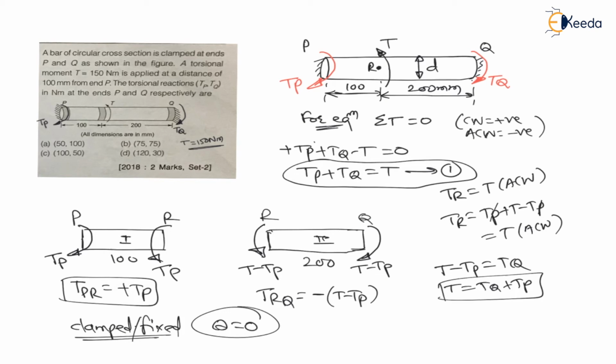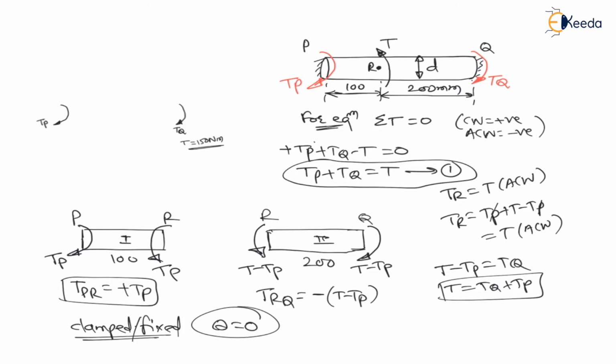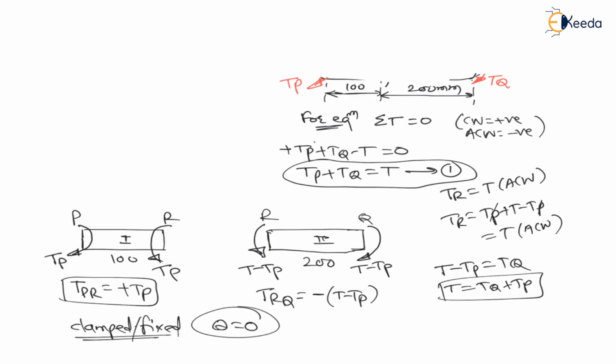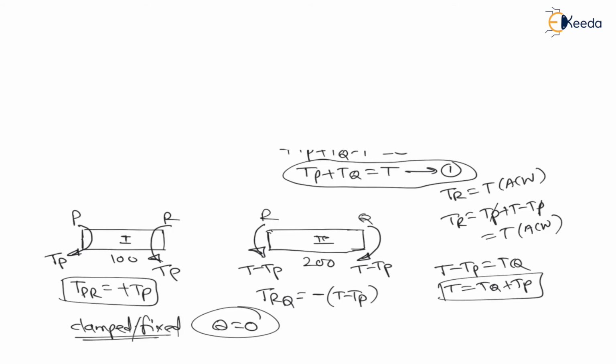Here I am erasing the diagram so that we will get sufficient space for the solution. Now here I am writing the equation. Therefore, theta of PR plus theta of RQ must be equal to 0, right? This is our other equation. This is called the compatibility equation.